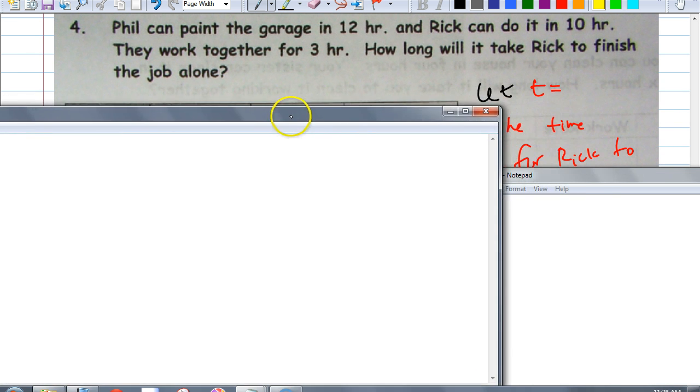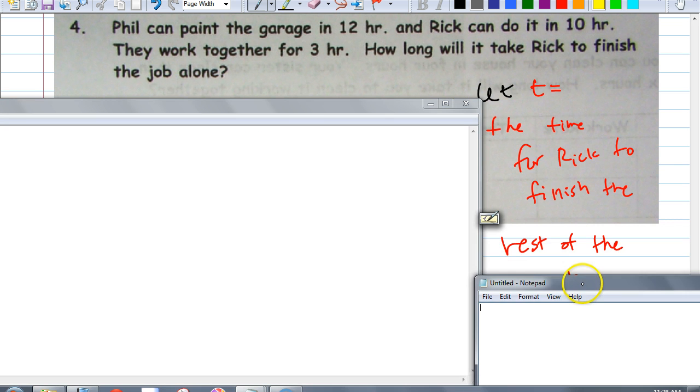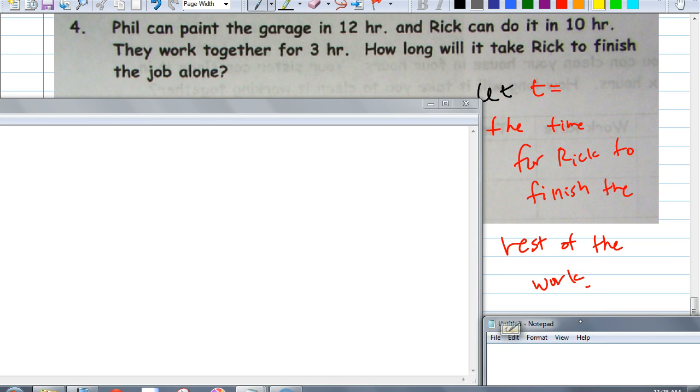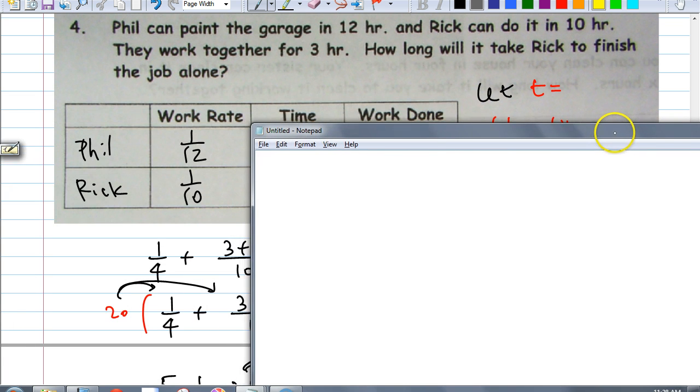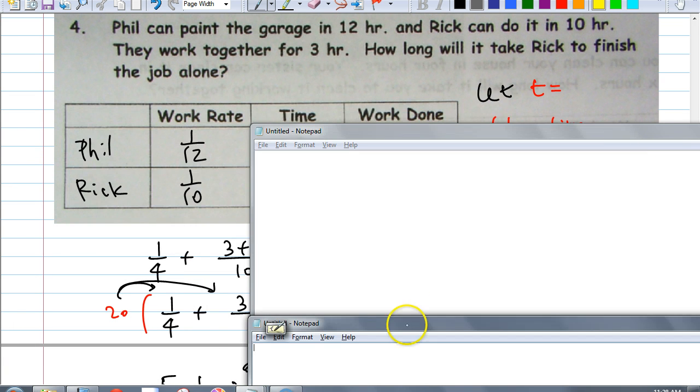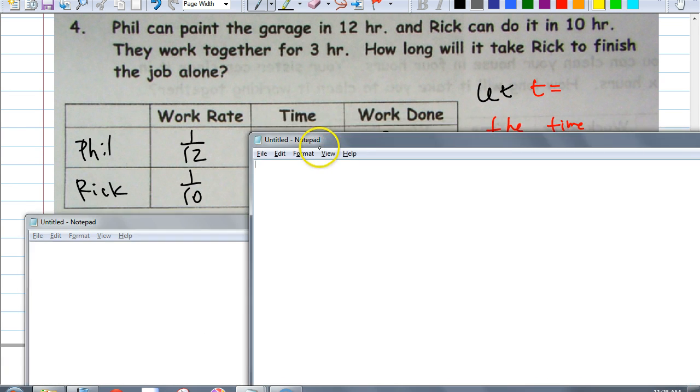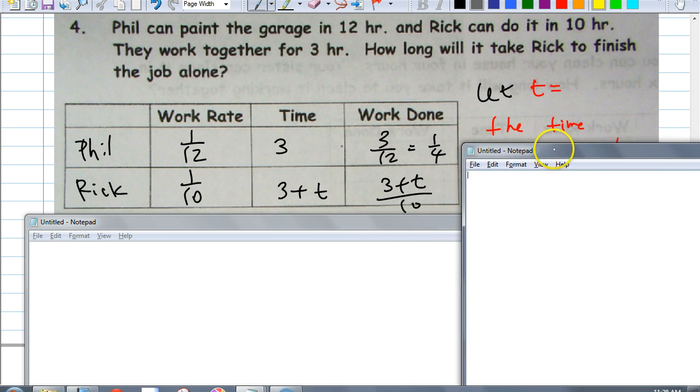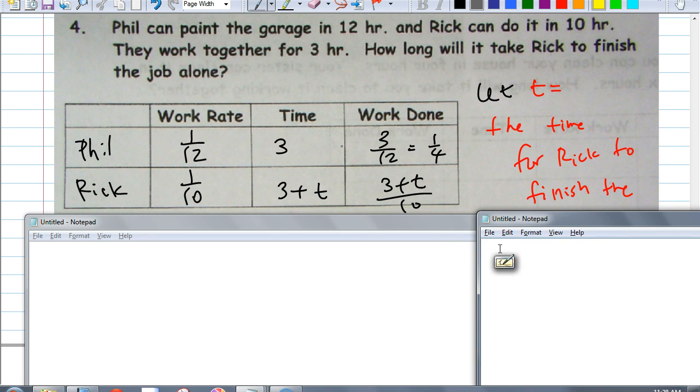That's right. It says how long would it take Rick to finish the whole rest of the work, right? Because they work together for 3 hours. Okay, by this time, you should all know the work rate for Bill, right? And Rick. Would you not agree? It's 1/20. Now, how long does Bill work? 3 hours. 3 hours only. How long does Rick work? 3 plus T. Guys, because Bill and Rick work together for 3 hours, both of them. And then Rick has to finish the whole job by himself because Bill leaves, apparently. Or he stops working. Okay?